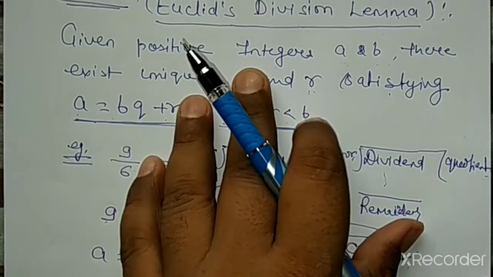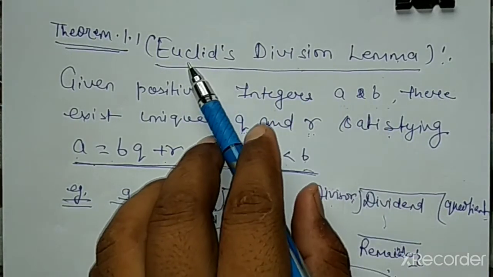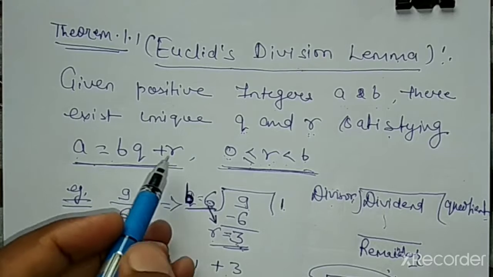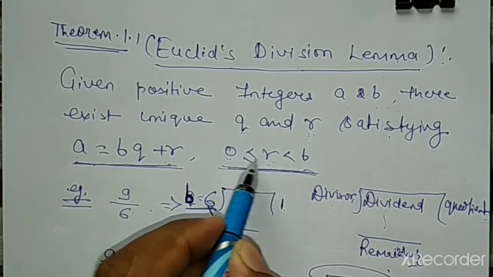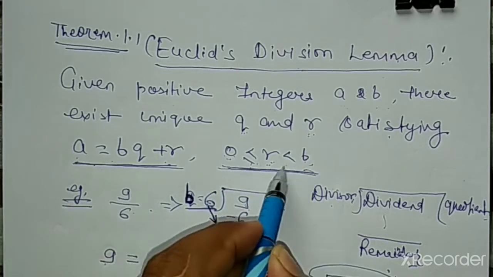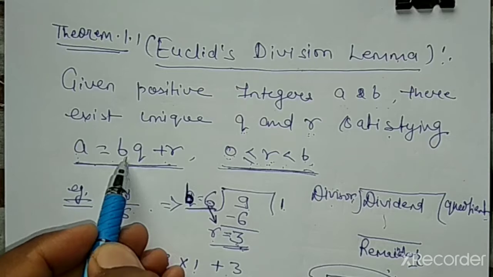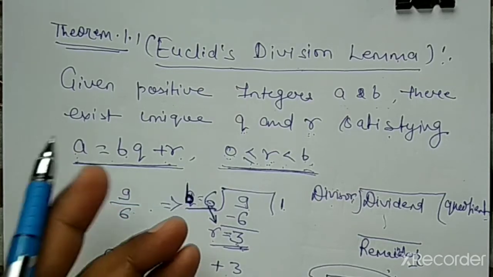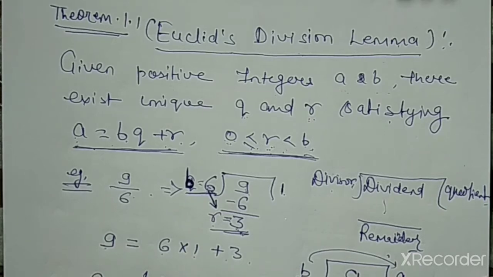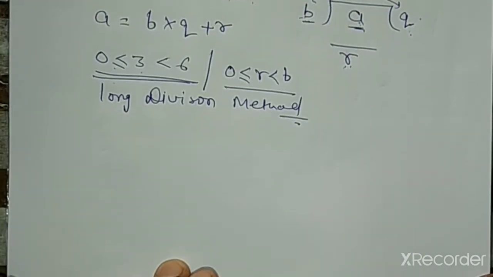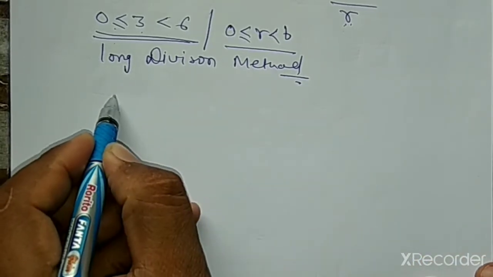Okay, it comes in exam by EDL or EDA. But you have to remember what the method here is. A equals BQ plus R, where R is greater than or equal to 0 and less than B, and A and B are two positive integers and Q and R are unique numbers. So you have to remember that. That is your Theorem 1.1. After that we are going to discuss two terms here.